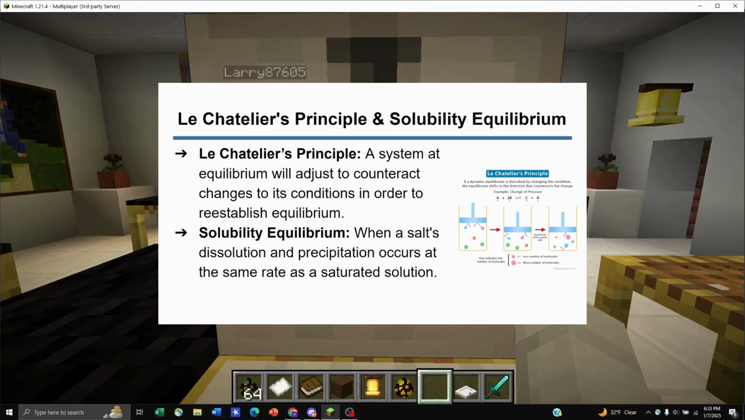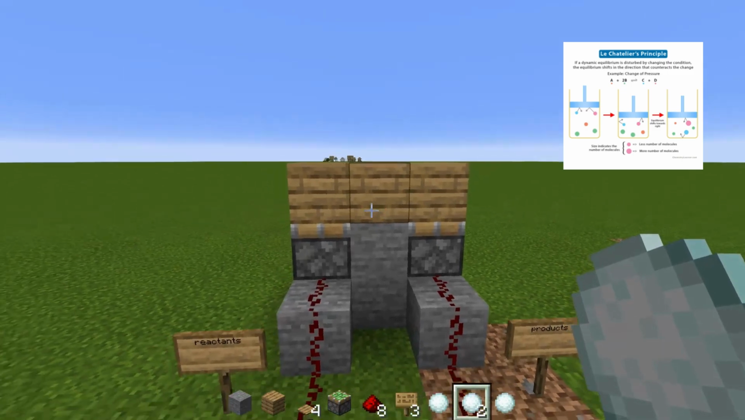So what is Le Chatelier's principle and solubility equilibrium? Le Chatelier's principle states that a system at equilibrium will adjust to counteract changes to its conditions in order to reestablish equilibrium. So on the right, we can see how a change in pressure results in a counteracting change. And solubility equilibrium is when a salt's dissolution and precipitation occur at the same rate in a saturated solution.